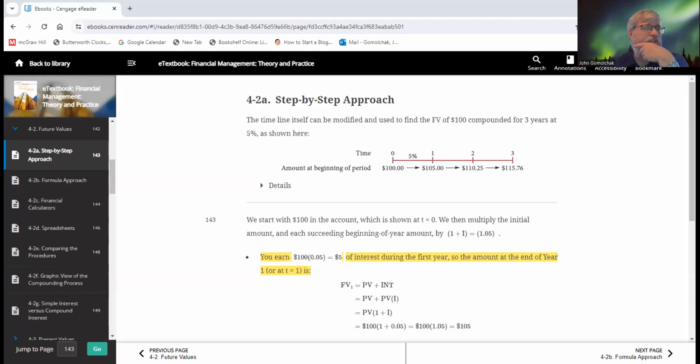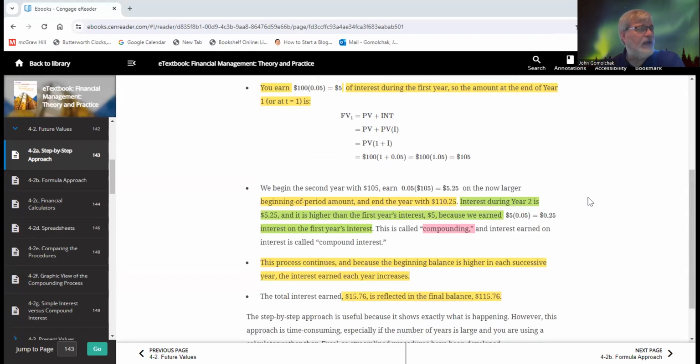All right, so you're looking at the textbook, page 143, the step-by-step approach. We have that timeline again, starting with 100 at period 0. We go to 105 at the end of period 1, 110.25 at the end of period 2, and 115.76 at the end of period 3. So we know those are the numbers because we've seen them in the spreadsheet that was already shown to us.